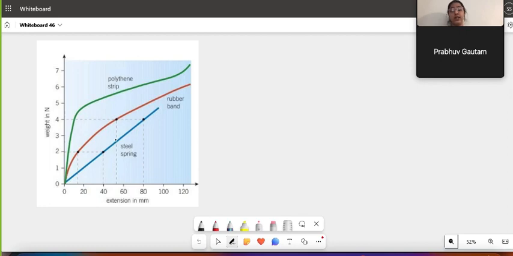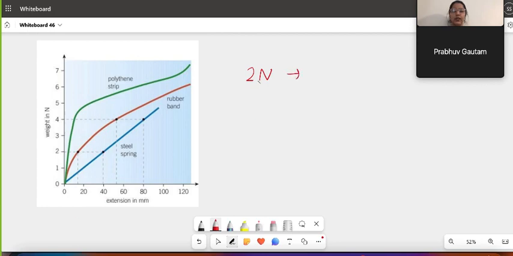See here the steel spring. For the steel spring, the graph is linear. What it means is, as we are increasing the weights, the steel spring extension is also increasing. Now look for the 2 Newton weight. What is the corresponding extension?